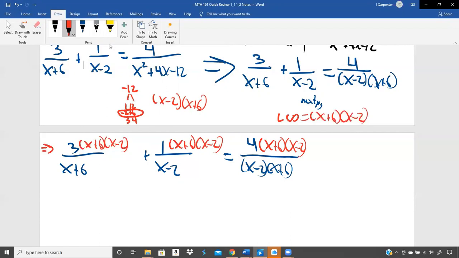Okay, so why did we do this? Remember, well, hold on, not remember, but this looks a lot uglier, but remember the goal was to eliminate the fractions. And that's exactly what we should see happen.